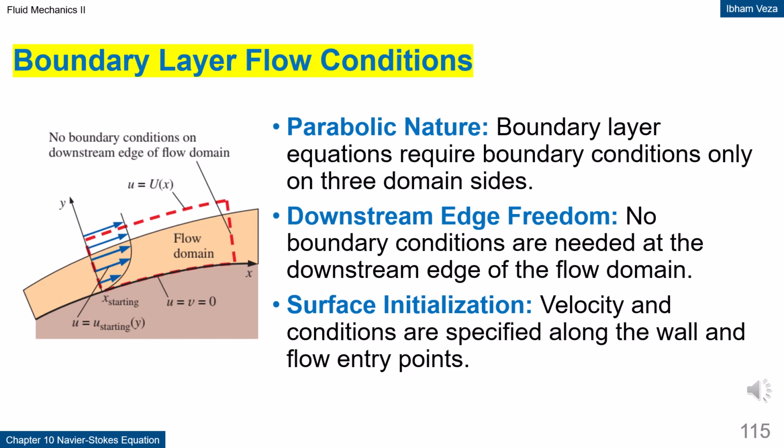Boundary layer flow conditions. Boundary layer equations are parabolic in nature and therefore require boundary conditions only on three sides of the domain. No boundary condition is needed at the downstream edge because the solution marches in the flow direction. Initial conditions are specified at the wall and at the flow inlet. This property makes boundary layer computations more efficient. However, this assumption is only valid as long as separation does not occur.